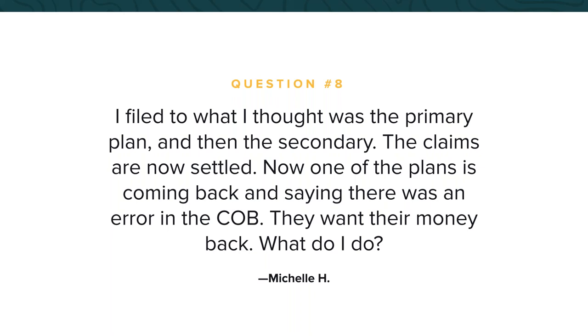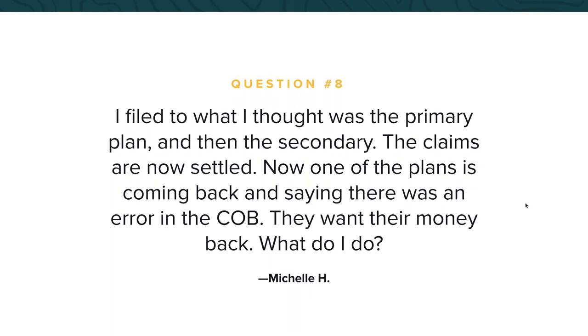I filed to what I thought was the primary plan and the secondary. The claims are now settled. Now one of the plans is coming back and saying there was an error in the COB. They want their money back. What do I do? Michelle, that is a really great question, and it happens more often than you might think.